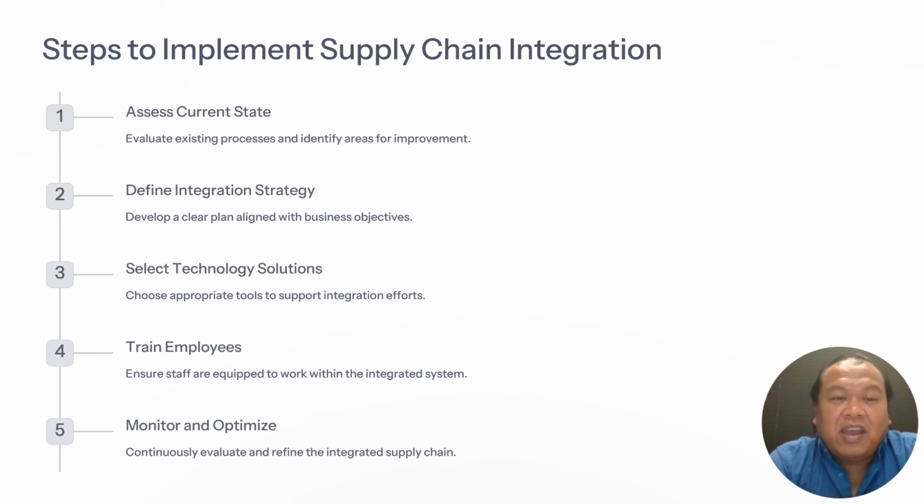Number two, define integration strategies. Develop a clear plan aligned with the business objectives. Number three, select technology solutions. Choose the appropriate tools to support the integration efforts. And then train your employees. Ensure staff are equipped to work with the integrated system. And lastly, monitor and optimize. Continuously evaluate and refine the integrated supply chain.